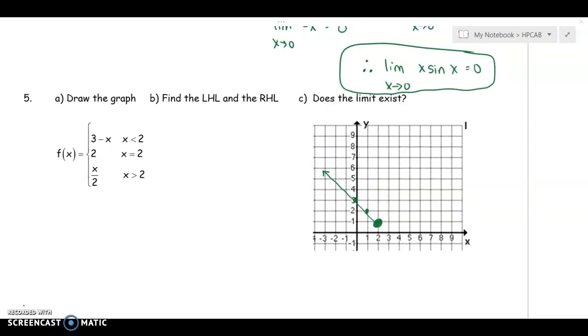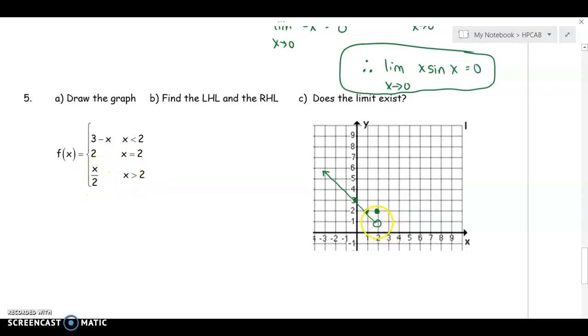At the next value, you have x equals 2, and you have 2. So that means when x is 2, you have a y value of 2. So at 2, you're going to go up here and put a point here at 2. All right. And then we have our last function. Our last function is for x greater than 2, and it's x over 2. So you're going to plug in 2, and when you plug in 2 here, you're going to get a hole because it's not equal to 2. 2 over 2 is 1.